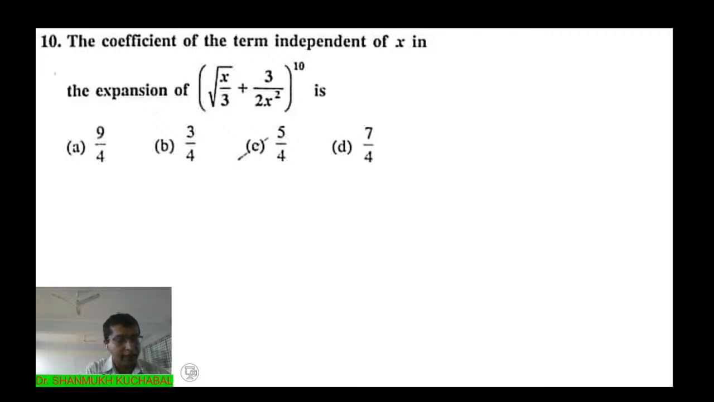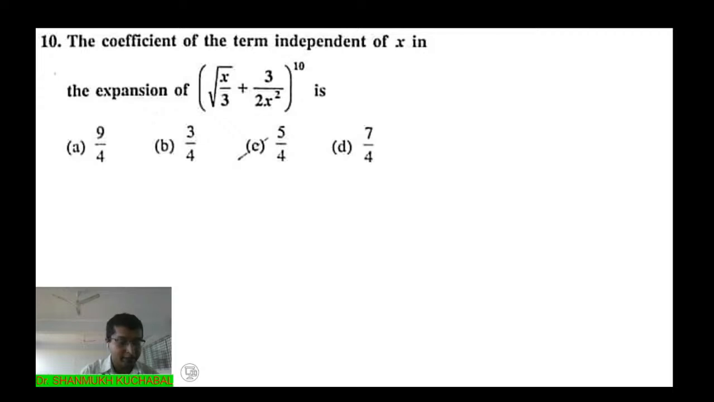It is given that the coefficient of the term independent of x in the expansion of (√(x/3) + 3/(2x²)) raised to 10 is. Okay.